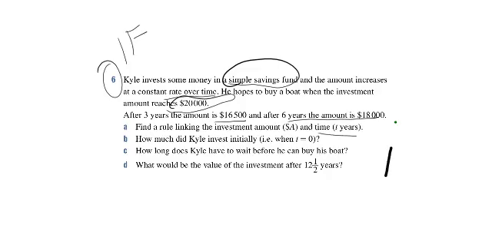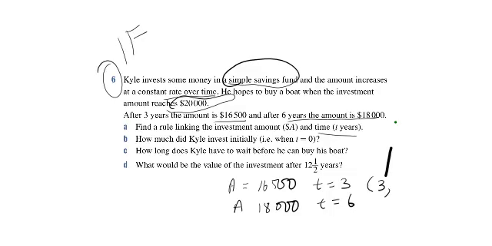Okay, so it's asking you to find a rule for that. So obviously we have when A is equal to 16,500, T is equal to 3. When A is equal to 18,000, T is equal to 6. So technically this is what your 2 points are. So you have 3, 16,500, and you have 6, 18,000. Okay, so that's what we have, and it says to find a rule for that.